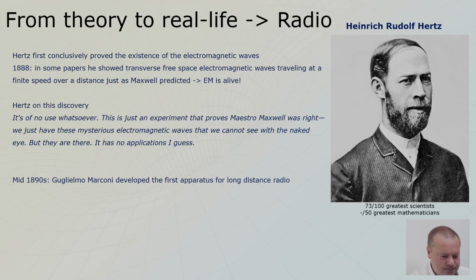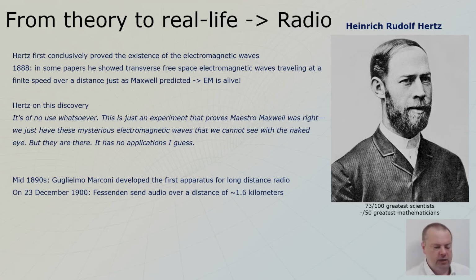So, later, Marconi made an apparatus to make electromagnetic waves go from A to B over a long distance. And in 1900, Fessenden sent audio across 1.6 kilometers. You have to imagine, this is a time where we don't have cell phones or internet, cars or whatsoever. I'm not sure if they had cars, but if you wanted to get a message across, you would actually have to write it down with a pen on a piece of paper, go ride on a horse, and give the paper or tell someone. That's the way communication was.